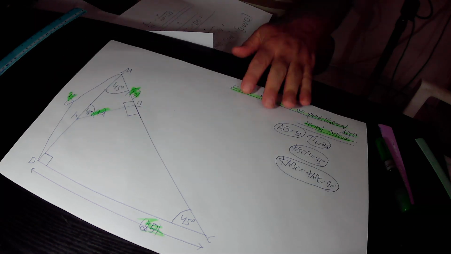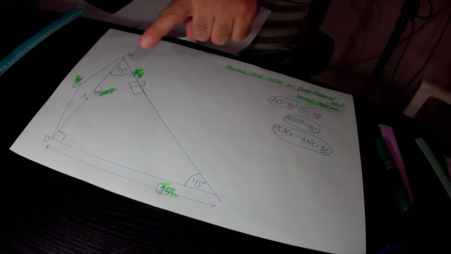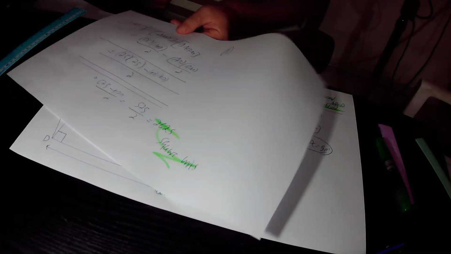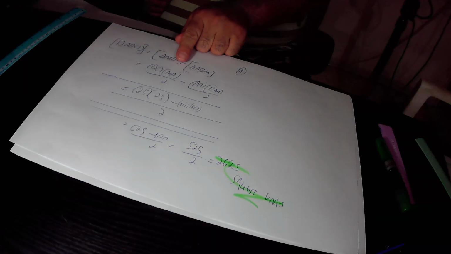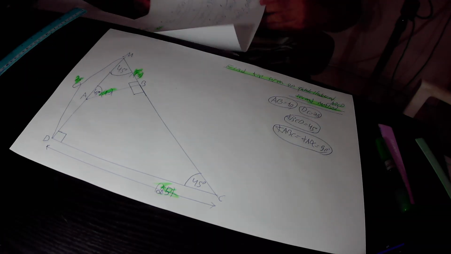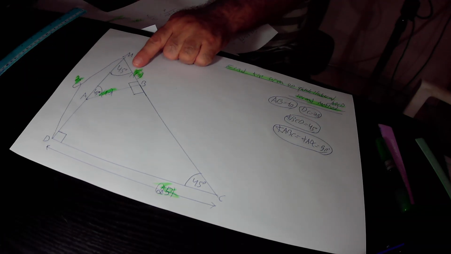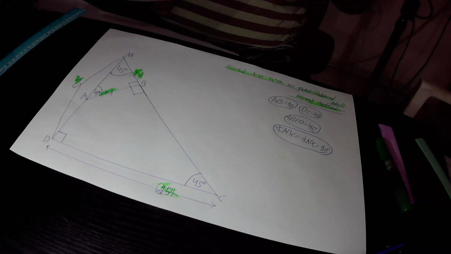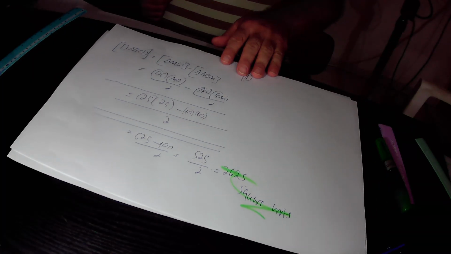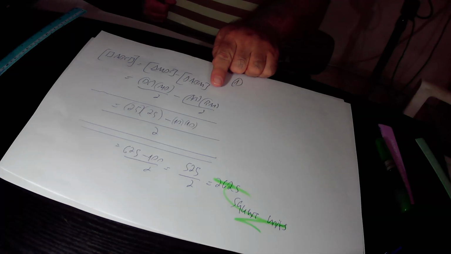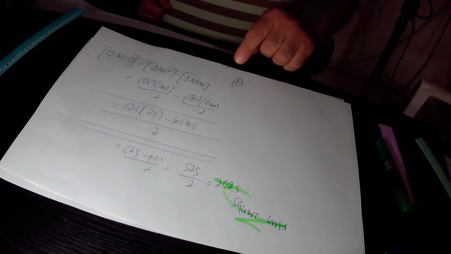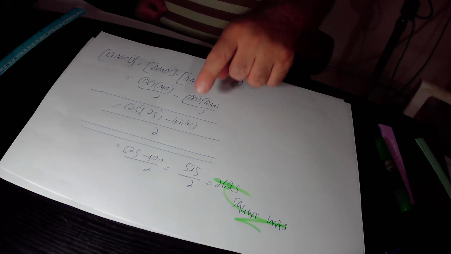The area of the big right triangle MDC equals the base DC times the height DM over 2, minus the area of this small right triangle MBA. The area of this small right triangle MBA equals the base AB times the height BM over 2. DC is 25, MD is also 25, AB is 10, BM is also 10.